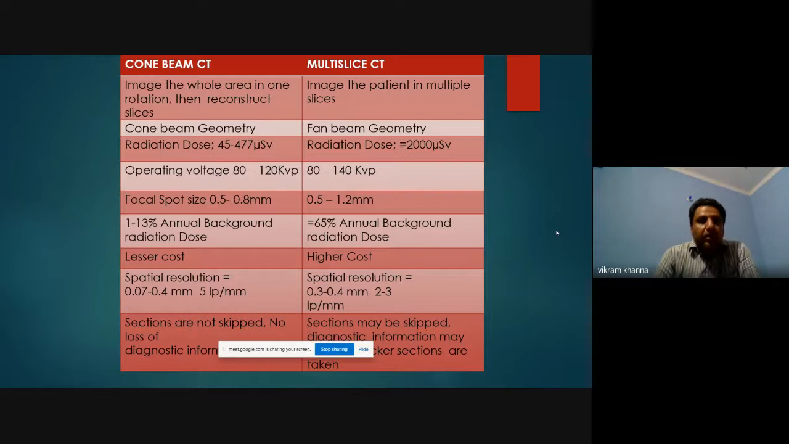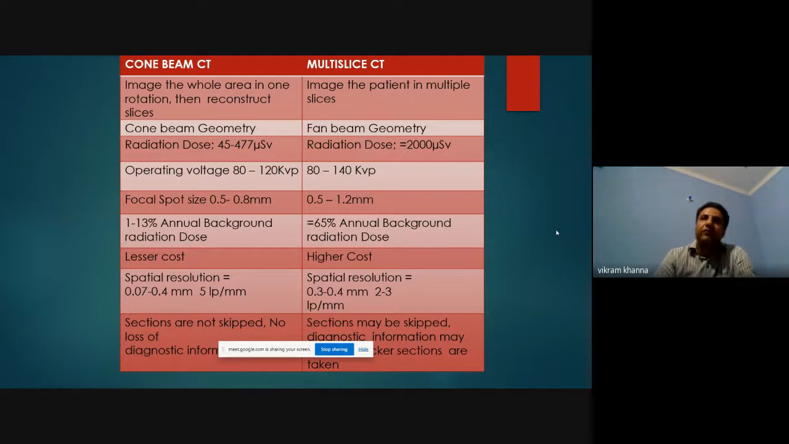Resolution is how close the two line pairs are placed so that you will be able to see those two lines very clearly. So as far as CT is concerned, it is 0.3 to 0.4 mm. Sections are not skipped and there is no loss of diagnostic information.